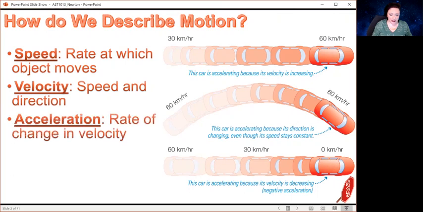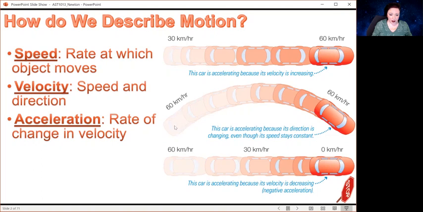Then we have acceleration. And acceleration is the rate of change of velocity. So what we've got in this image here are things that are accelerating. Here we've got a car that's moving from 30 kilometers per hour to 60 kilometers per hour. It is accelerating because its velocity is increasing.